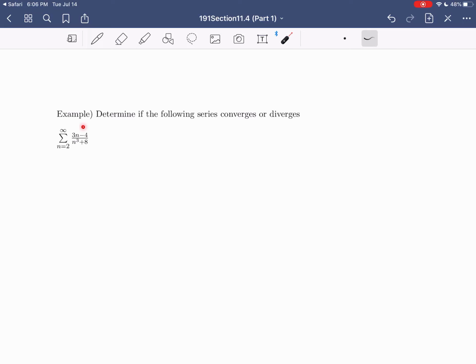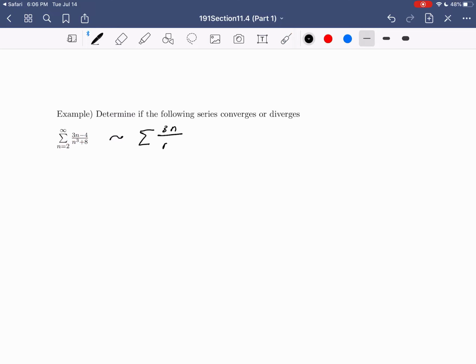For this one, we've got the sum from n equals 2 to infinity of 3n minus 4 over n cubed plus 8. We're going to try to use the comparison test. The first thing I'm going to do is think about what to compare it to. In the long run, in the numerator, is that minus 4 going to matter? As we go towards infinity, that 3n is going to be far more important than the minus 4. So we'd guess that the numerator is similar to 3n. And in the denominator, does it matter that we're adding 8?